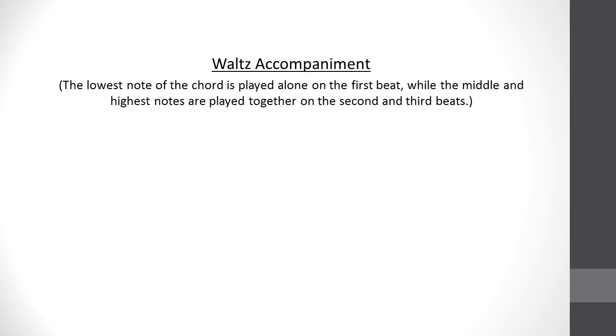Another type of broken chord accompaniment is the waltz accompaniment. In a waltz accompaniment, the lowest note of the chord is played alone on the first beat, while the middle and highest notes are played together on the second and third beats. A waltz is typically in 3/4 meter.